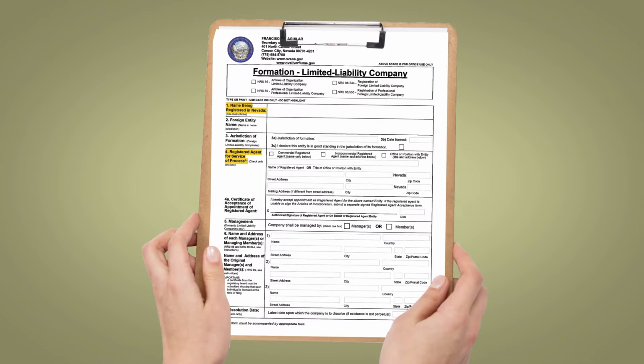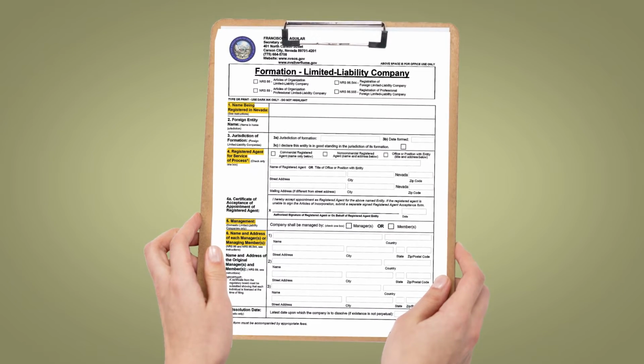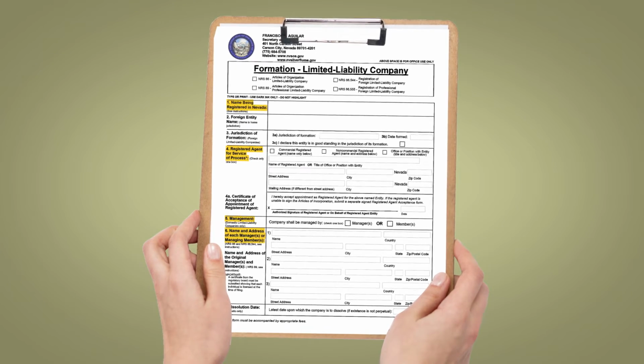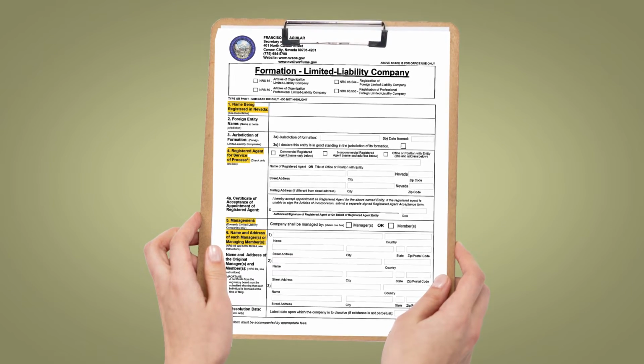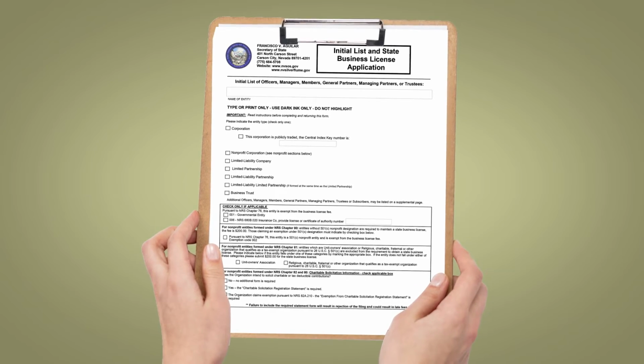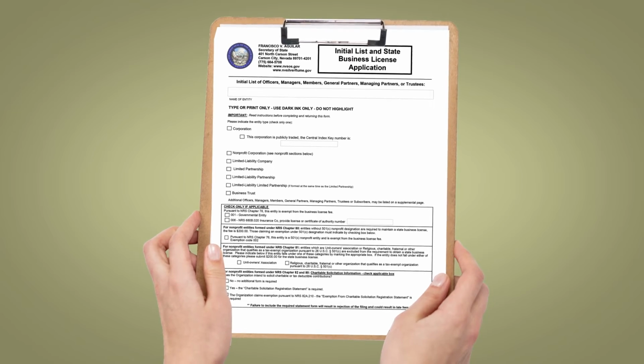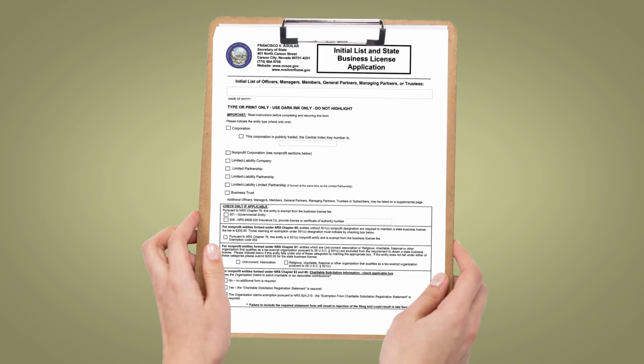If you hire Northwest to form your business, we will appear as both the registered agent and the organizer in your filing. You will need to indicate your management structure and list the names and addresses of your members if your LLC is member managed, or managers if your LLC is manager managed. You must also include the initial list and state business license application, which are forms listing names and addresses of members or managers, and serves as the Nevada State Business License application.